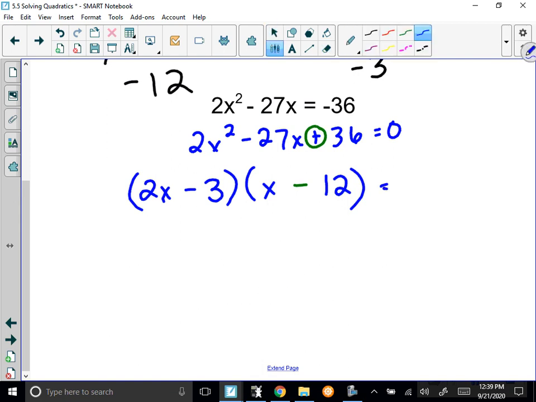So then we can use the zero product property and set our factors equal to 0 and solve. So Sam, what's one of our factors we're going to set equal to 0? 2x minus 3. We're going to set 2x minus 3 equal to 0. Let's solve that for x. So what do we get? 3 divided by 2. 3 halves is an acceptable answer, or 1.5.